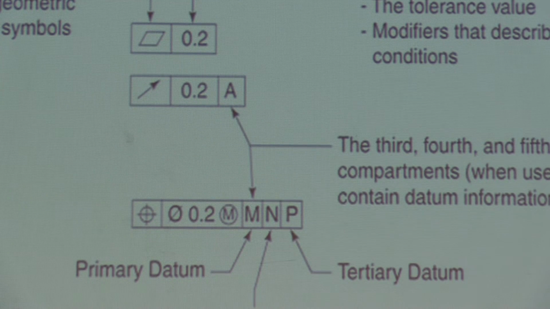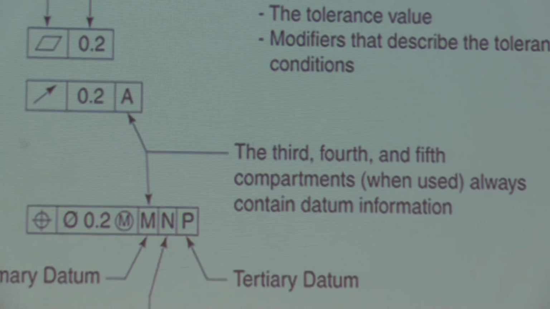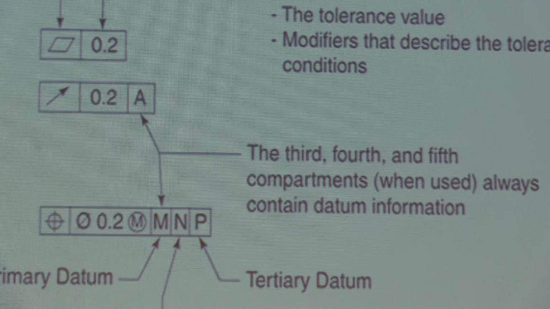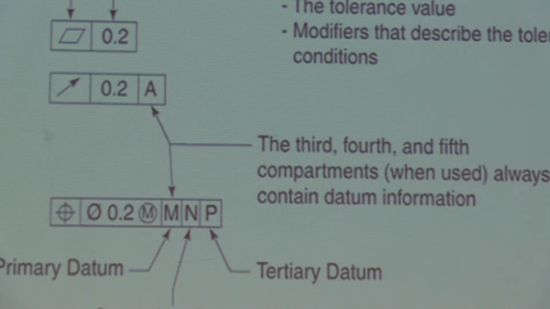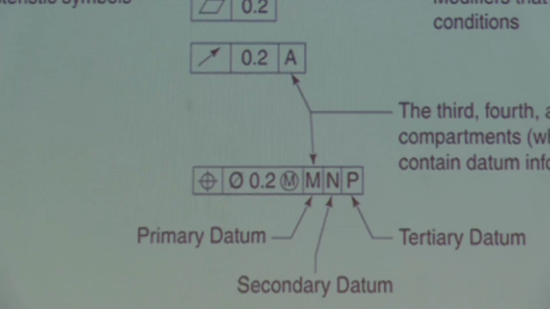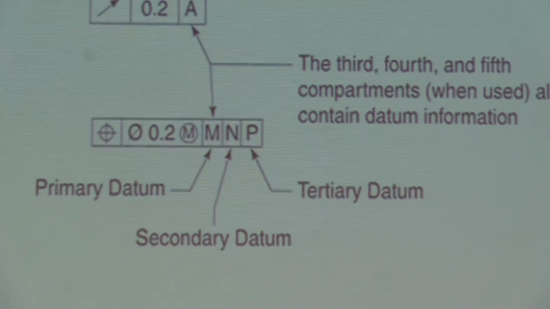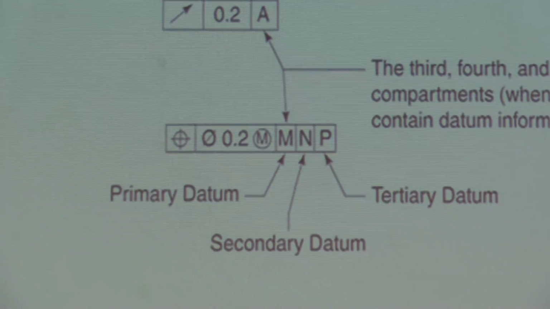So when we start talking about the difference within symbols, you can always turn to page 222. These are your G, D, and T symbols. So this is circular runout of 0.2 thousandths. Okay. The third, fourth, and fifth compartments, when used, always contain datum information. So as you can tell, you have your primary, your secondary, your tertiary. All right.